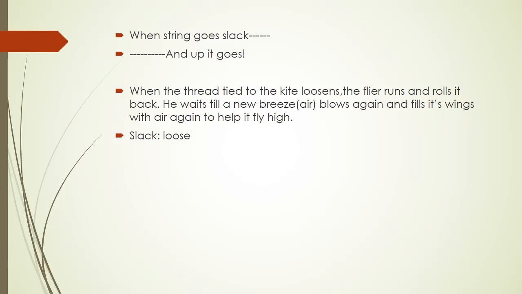In the third stanza, we see that when the thread tied to the kite loosens, the flyer runs and rolls it back. He waits till a new breeze blows again and fills its wing in the air to help it fly high. These are all things you must have seen while flying a kite, or while watching somebody else fly one. When the wind stops, there is no need for such a long thread for it to move. So the flyer will roll the extra thread with the roller pin, so that the kite keeps floating in the sky.